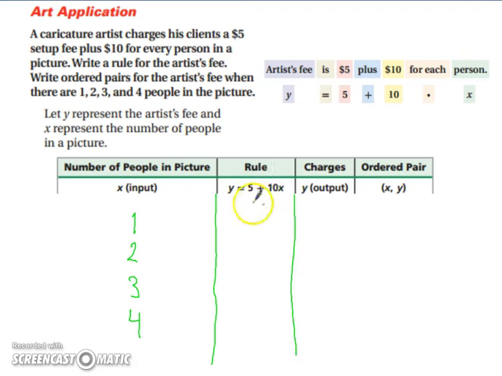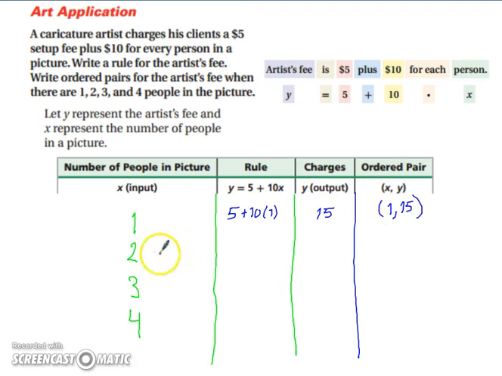Alright, so now we need to follow this rule. Our rule has us inputting a 1 in for X, or substituting 1 in for X. So now we have 5 plus 10 times 1, which is 15. We can write your answer as an ordered pair, or a coordinate. So for every 1, we've got 15.